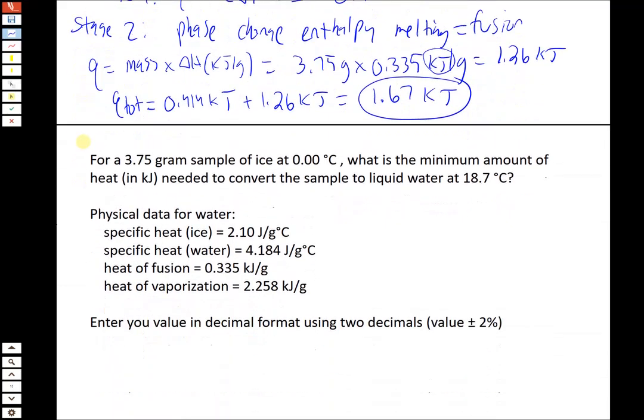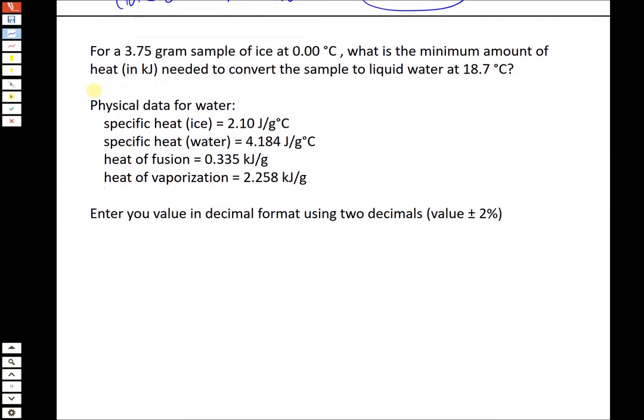And then finally, this third one here is even slightly more complicated because here we're starting with 3.75 grams of ice at 0 degrees Celsius, and we want to know what is needed to convert the sample to liquid water at 18.7 degrees Celsius. So for this problem, we're going to melt the ice to liquid water, and then we're going to warm it to 18.7 degrees Celsius, still liquid water. All right, so we're not going past the next phase change. The next phase change for liquid water would occur at 100 degrees Celsius, so we're not going there.